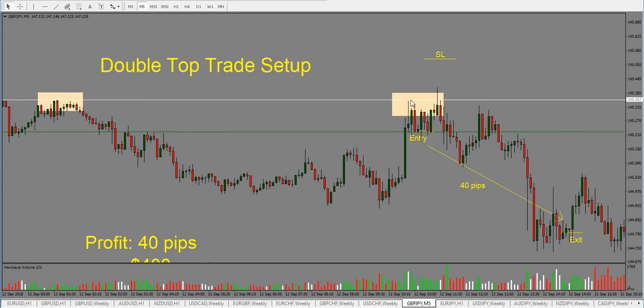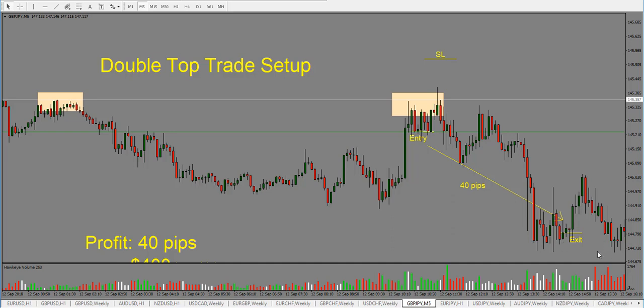So the trade was taken the second time around when price bounced off of this level. The entry was at the close of that red bearish engulfing candle here, and stop loss was up there, and we were looking for price to drop.